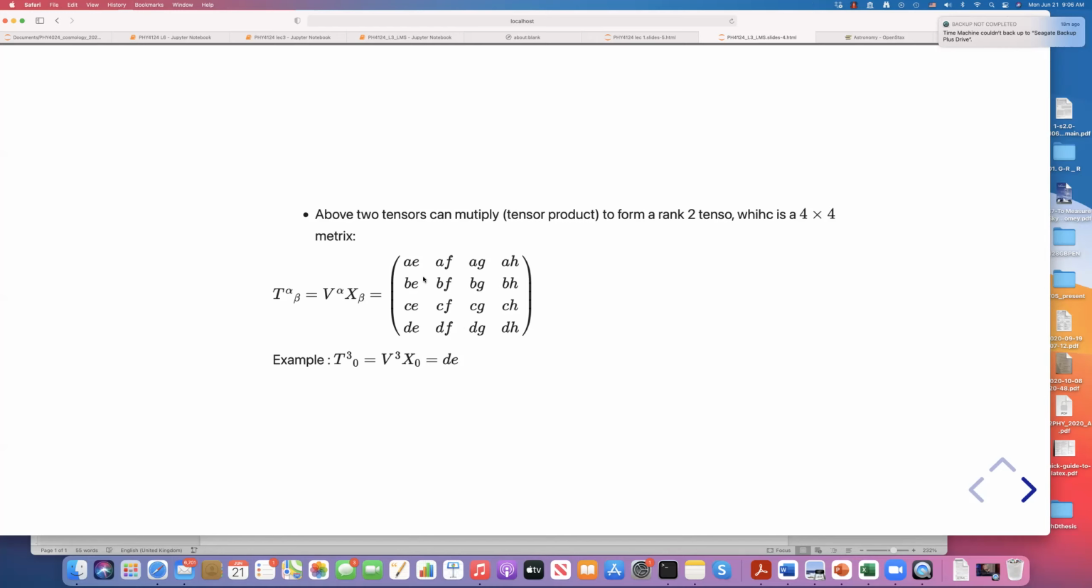And if you need to get one component, you normally write T30, which means V3 x0. So which component is that? This component right here. That's how you identify the components. Basically, when you write a tensor, just keep that in mind: T alpha beta, the second rank tensor, means all these components right here.